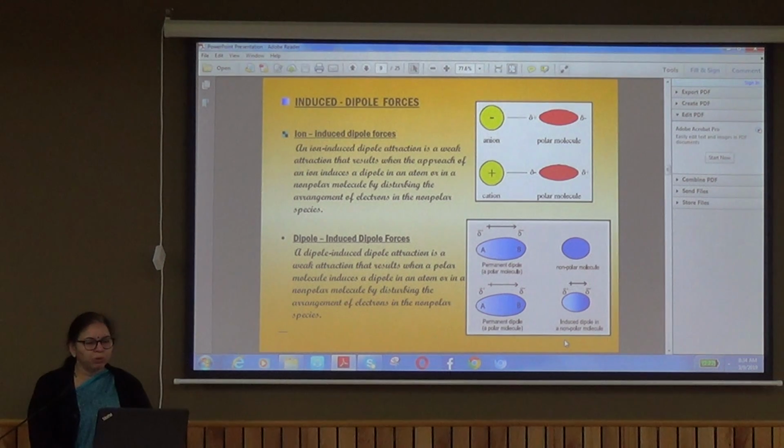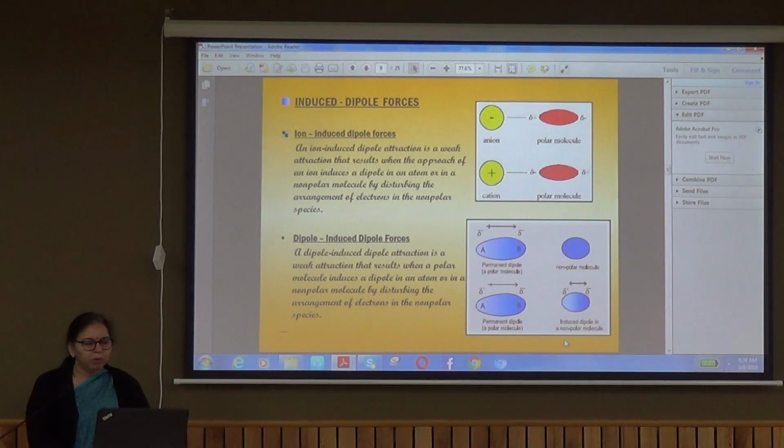Now, induced dipole forces. Ion-induced dipole forces. An ion-induced dipole attraction is a weak attraction that results when the approach of an ion induces a dipole in an atom or in a non-polar molecule by disturbing the arrangement of electrons in the non-polar species.